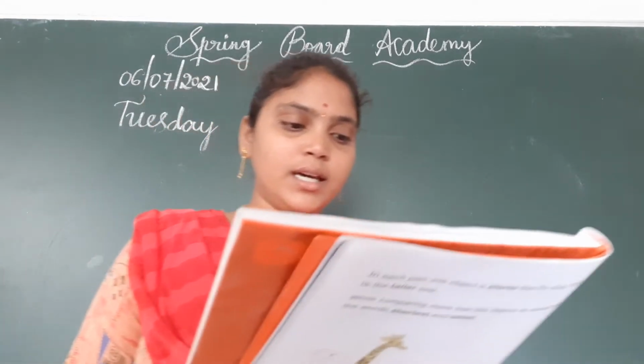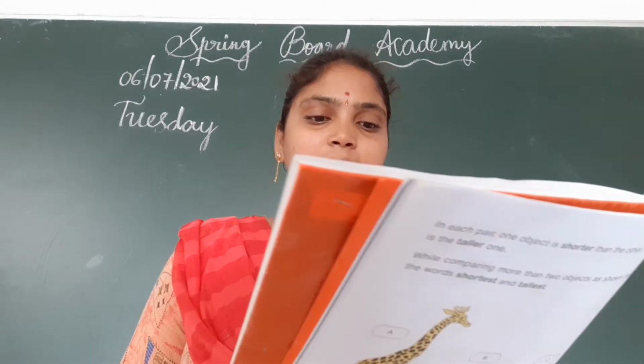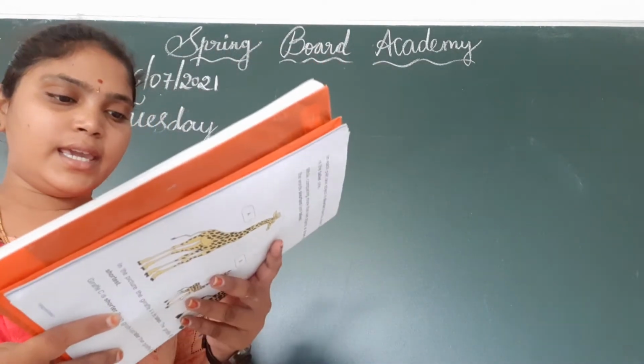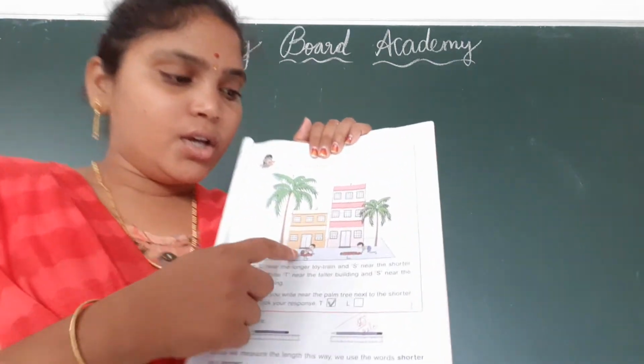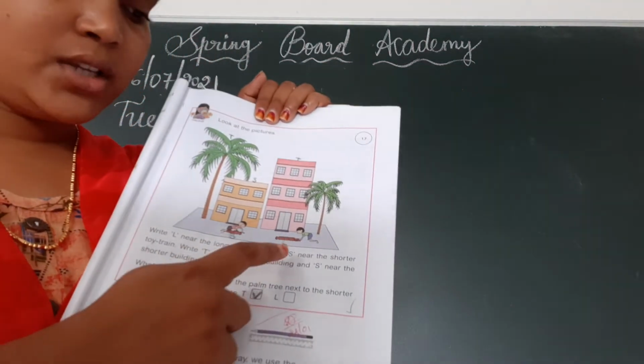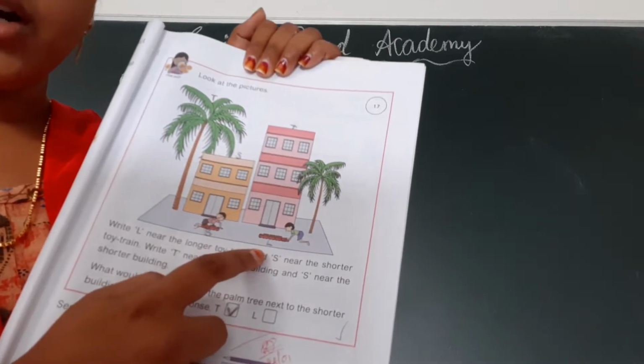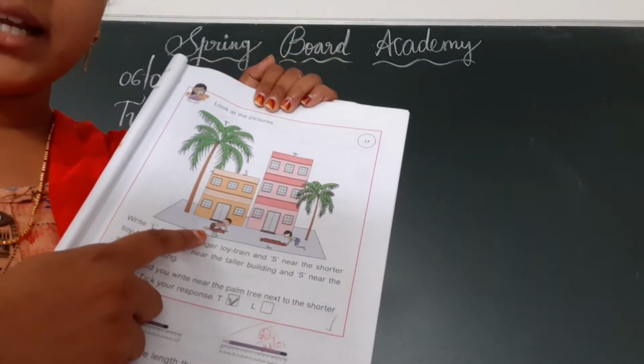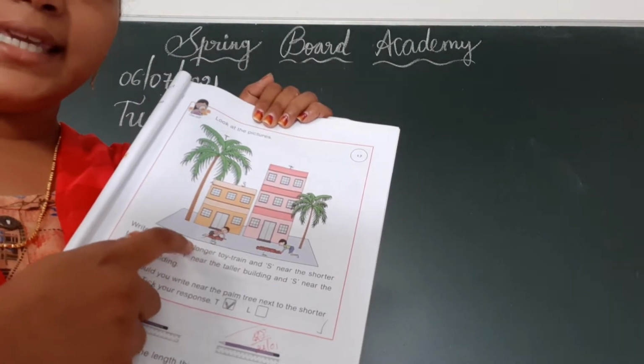So now see here, write L near the longer train and S near the shorter train, okay. So in these two, which one is the longer train, children? Yes, this is the longer train. Here you have to write L. And this is the shorter train. Here you have to write S.